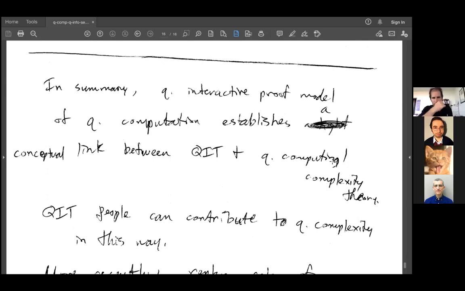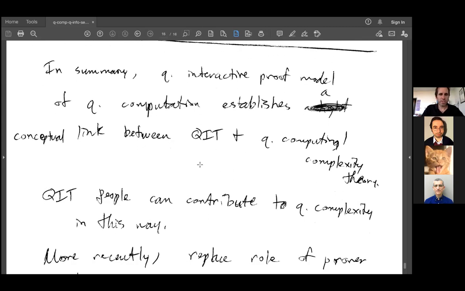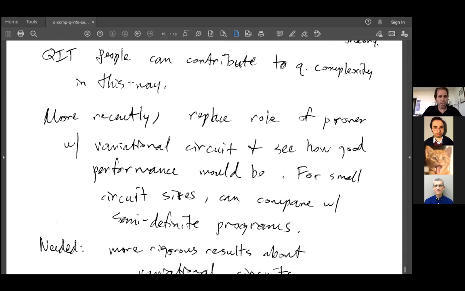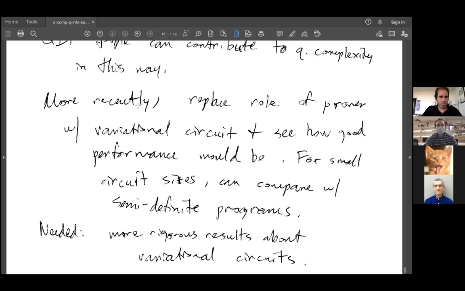The main thing I wanted to communicate is the tight link between quantum information theoretic reasoning and this quantum interactive proof model of computation. Okay, so it's an interesting link. I find it very fascinating, and it's nice that if you know quantum information theory, then you can contribute to another topic. Okay, and then what are we seeing more recently?